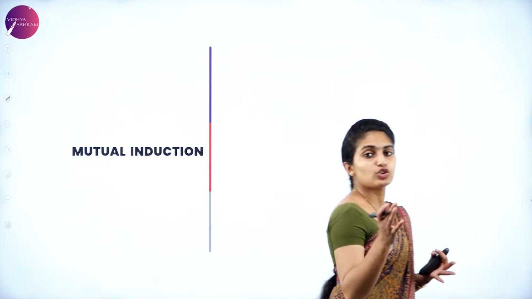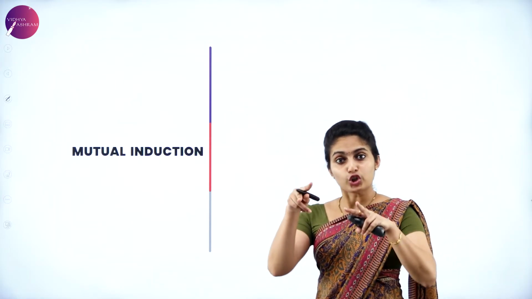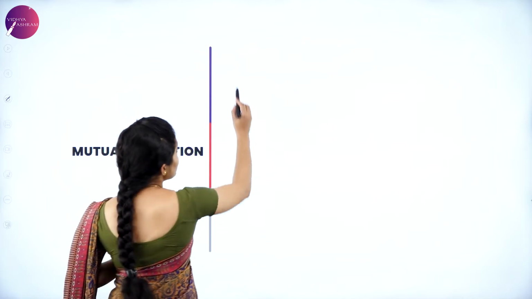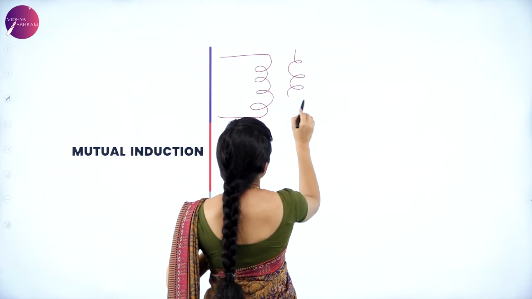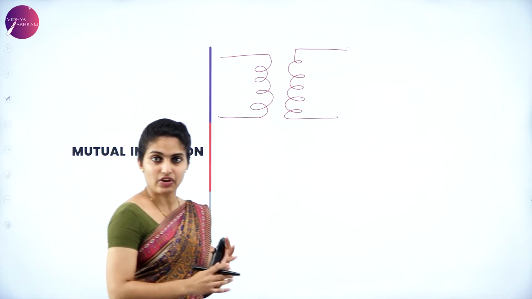Next we are going on to the mutual inductance. Similarly, as in the case of self-inductance, we have this mutual inductance. What is meant by mutual induction is that we have two coils. In self-induction we had just one coil, but in mutual induction we have two coils, two inductors, which are facing towards each other. This is called an inductor.